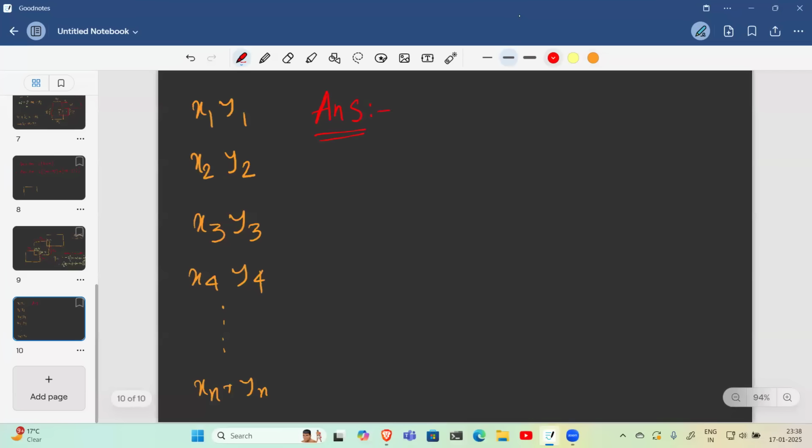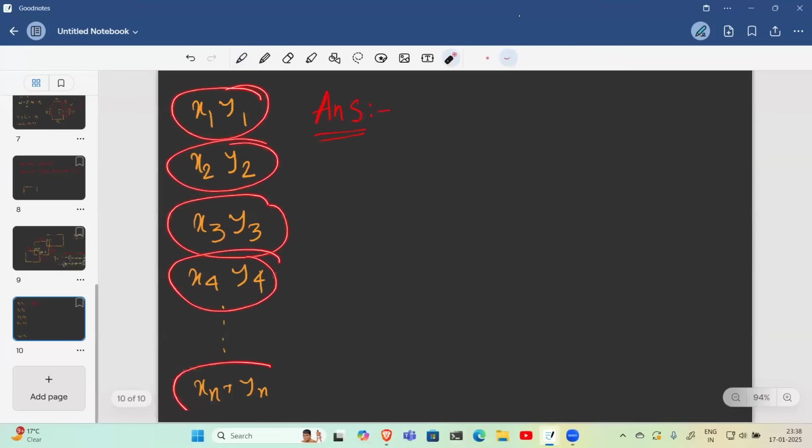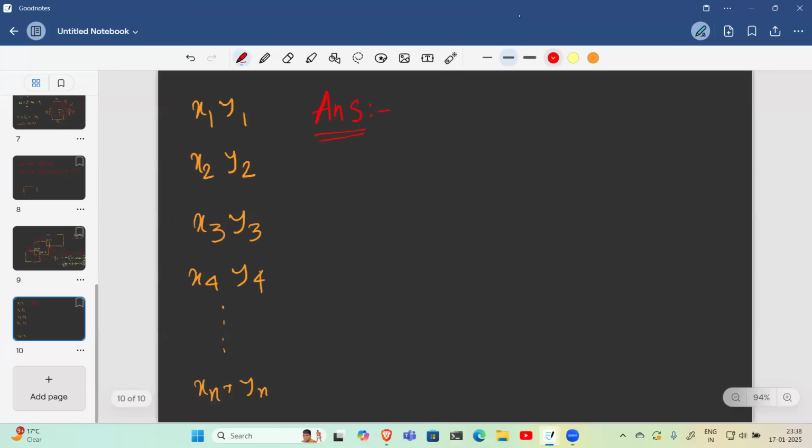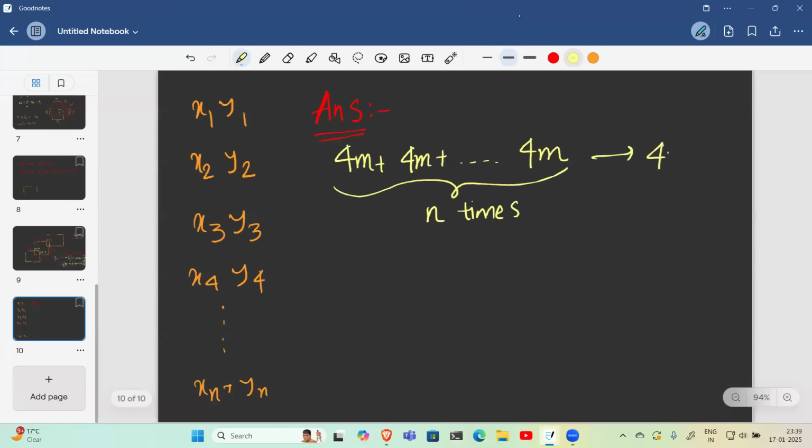What is the answer we need to output? Basically, first of all, we add up the perimeter of all the squares. That is what our logic is, right? So that is 4m plus 4m, and I add up n times. So this is nothing but 4mn. Depending upon your implementation, you can add up 4m n times, or you can write 4mn as you wish.